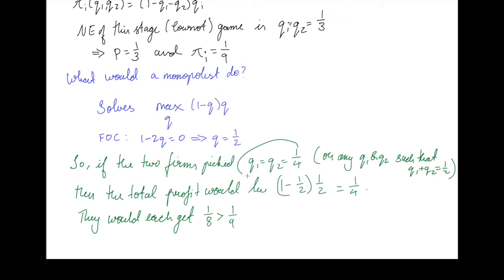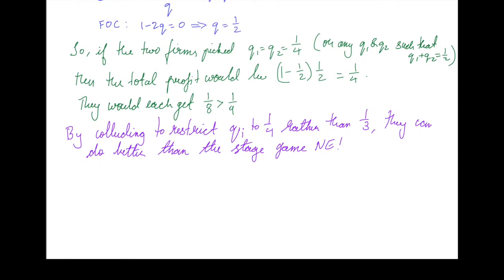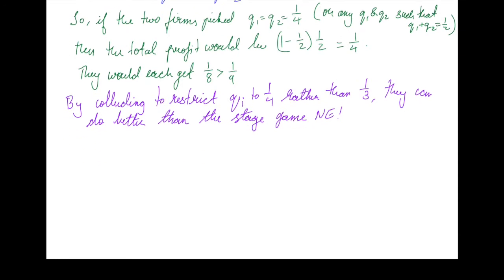But let's focus on Q1 equals Q2 equals a quarter, then they each get a profit of 1/8, which is higher than the profit they get when they compete in the Cournot game. So by coordinating, in other words by colluding, to restrict the quantity to a quarter rather than a third, they can do better than the stage game Nash equilibrium. However, we know that when they interact only once, they can't sustain that as an equilibrium because they both have an incentive to produce more.